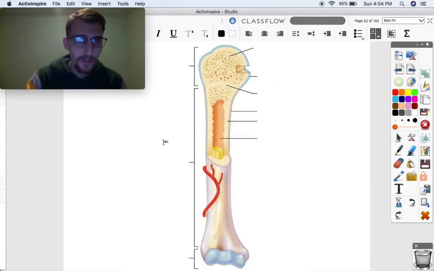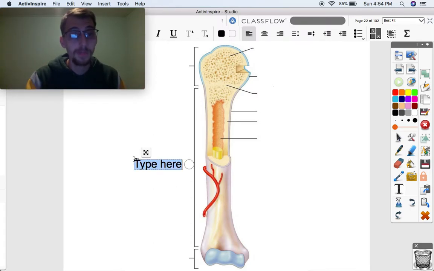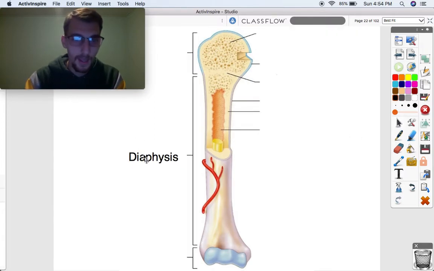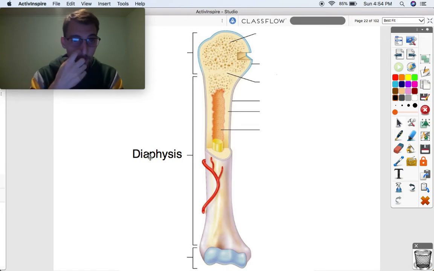We are first going to identify these three brackets over here, the three main components of a long bone. This middle bracket right over here makes up what's called the shaft of the bone, but more specifically, its title is the bone's diaphysis. So the diaphysis makes up this middle shaft.